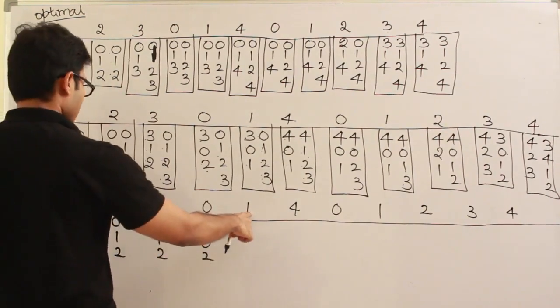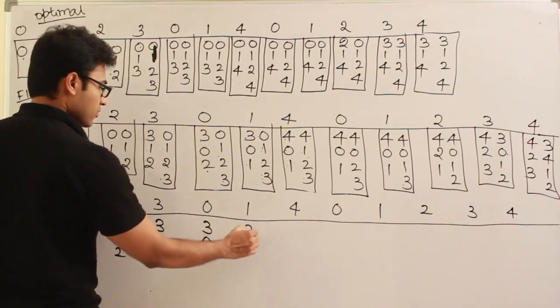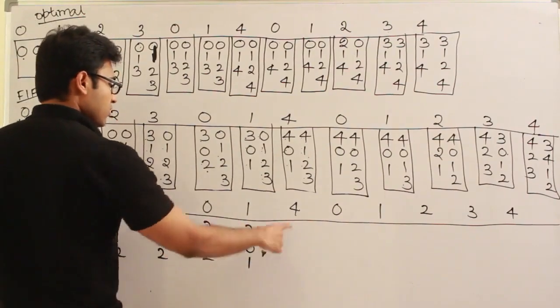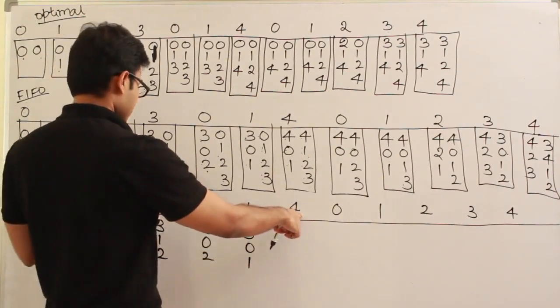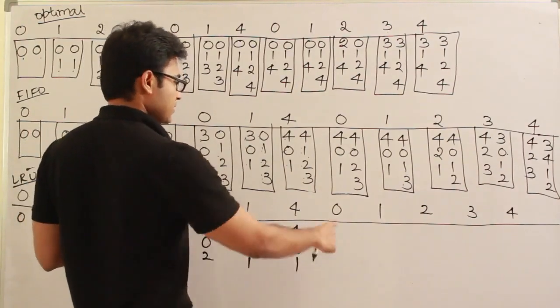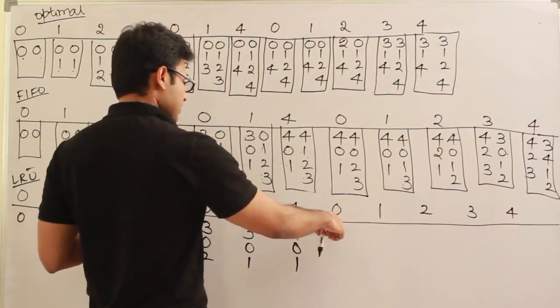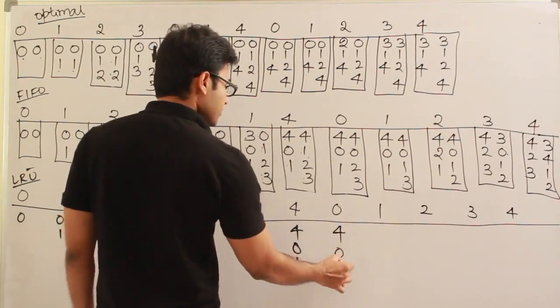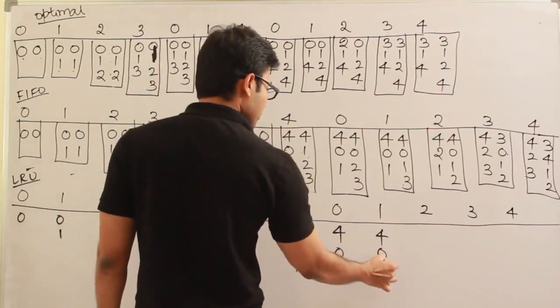And now I want 1. Which one is least recently used? 2. Therefore I am going to replace 2. 4 is required. Which one is least recently used? 3. Therefore this is what I get, right? And then 0 is required. Which one is least recent? Okay, 0 is already present, no need of replacement. 1 is already present, no need of replacement.